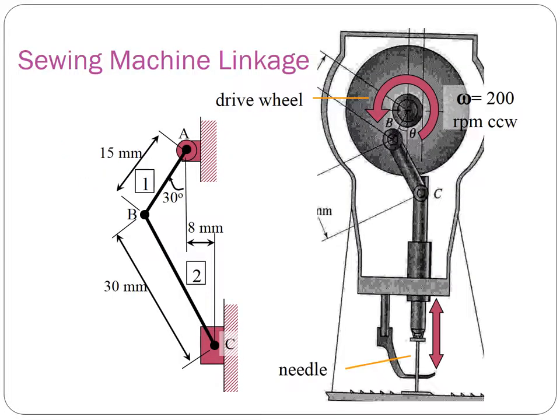Next. So let's say we have, this is actually the same example as in the velocity analysis. As for the saving machine linkage, we have a drive wheel which is rotating at 200 rpm counterclockwise, and the link here is at 15 mm, the link here is at 30 mm, and the offset is basically 8 mm, just like the figure here.